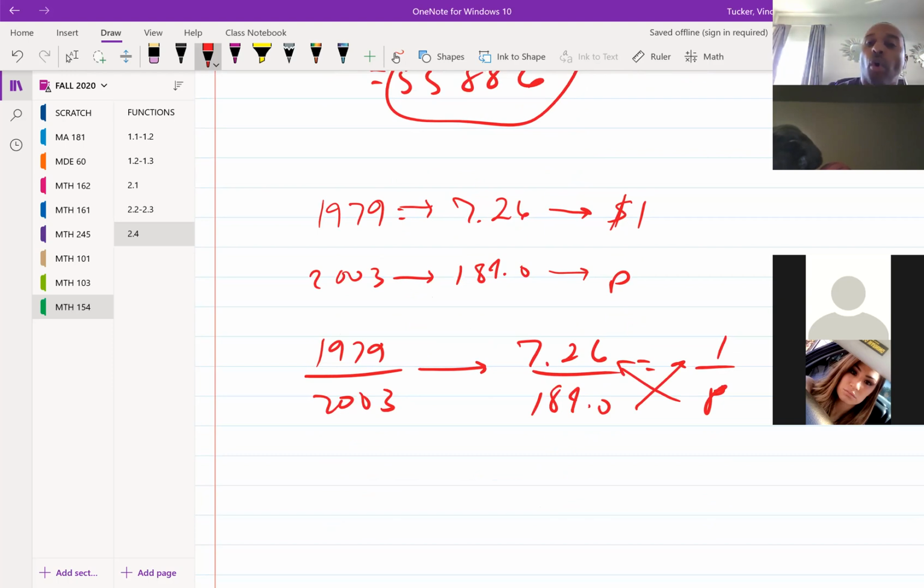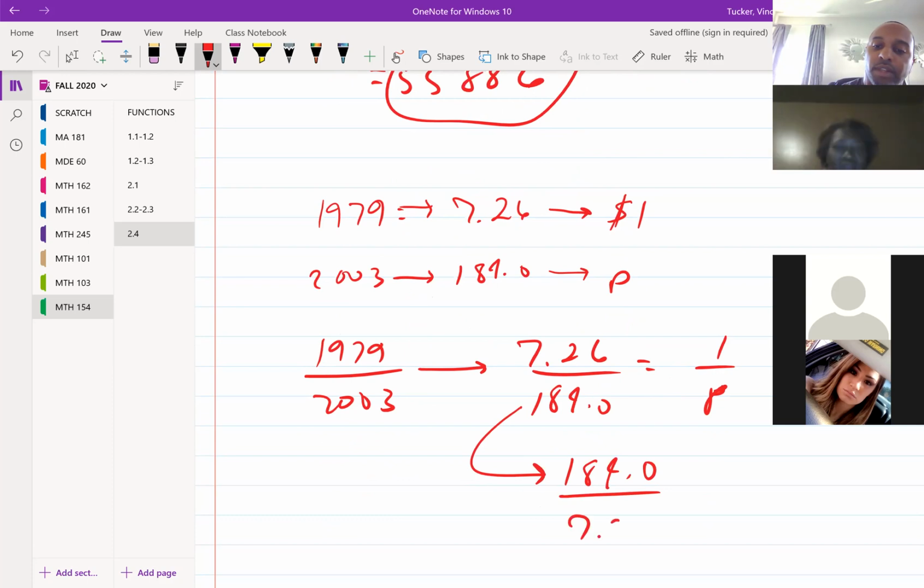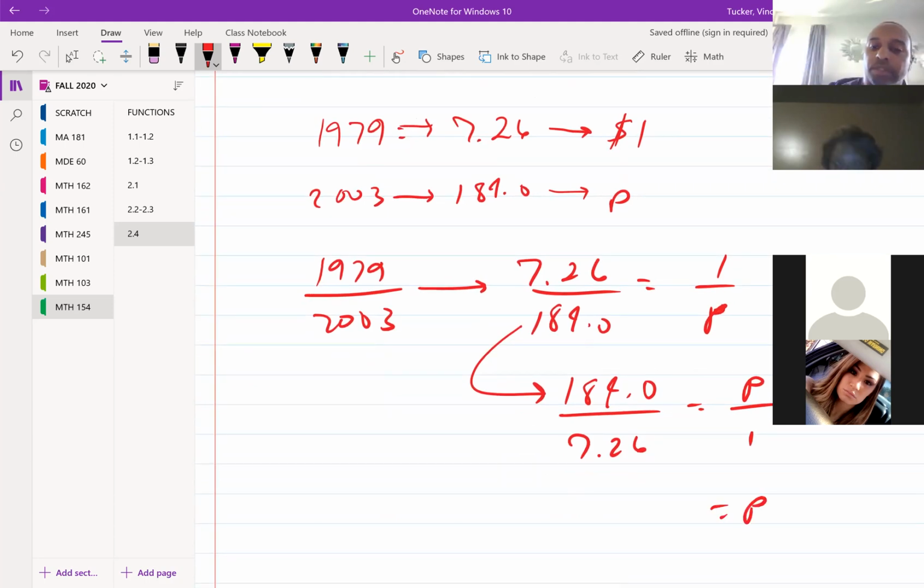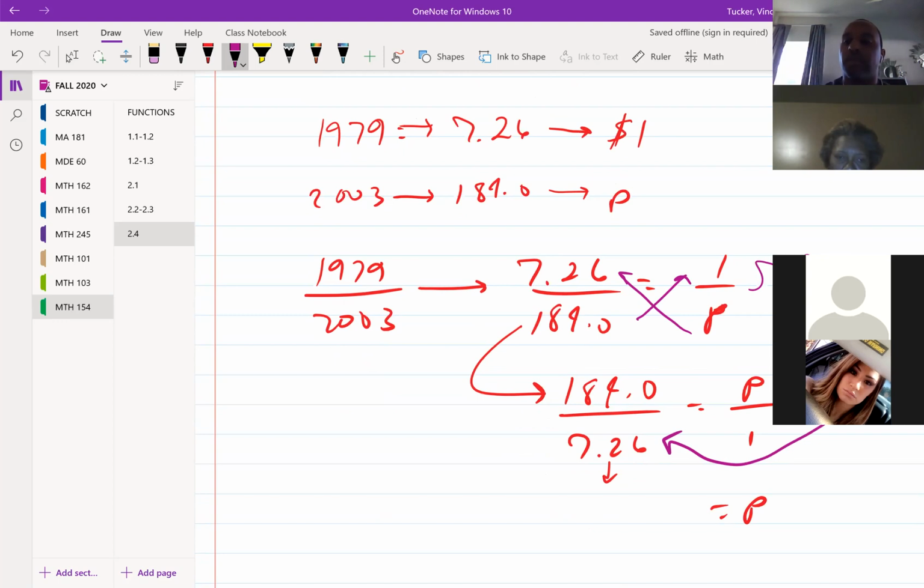Just like we finished doing. Or, if you want, you can flip both fractions. Remember I told you that was an option anyway. And then that's just going to be P. All you have to do is divide whatever that divides out to be. If you were to cross multiply, you're still going to get the same result, because if you cross multiply, you're talking about 7.26 P equal to 184.0. Then you're going to divide by the 7.26.